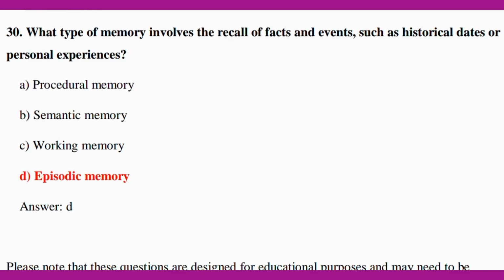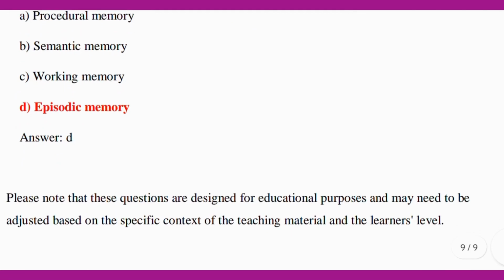Question number 30. What type of memory involves the recall of facts and events such as historical dates or personal experiences? Option A, procedural memory. Option B, semantic memory. Option C, working memory. Option D, episodic memory. Here the correct option is option D, episodic memory.